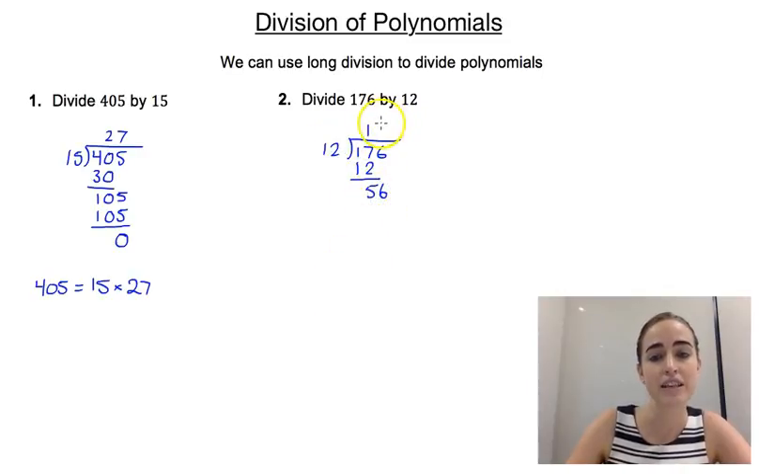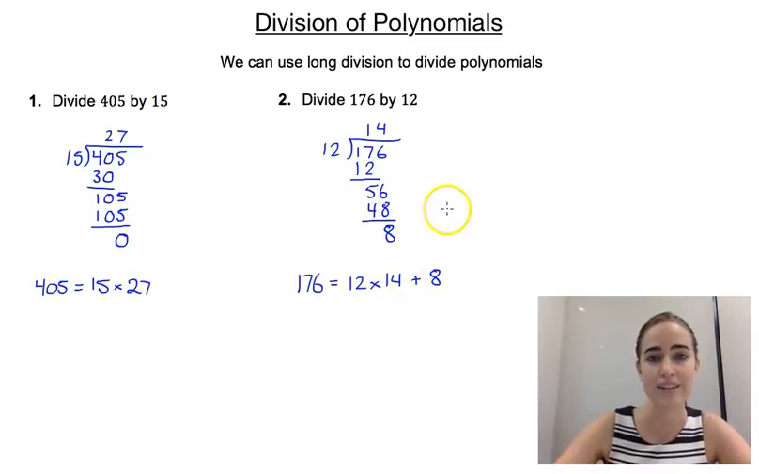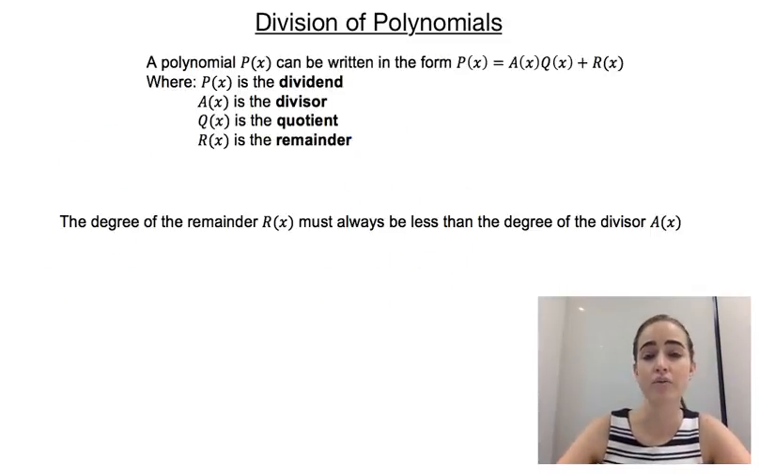12 into 56 will go 4 times. 4 times 12 is 48. And 56 minus 48 will leave us with a remainder of 8. So the way we can write that is that 176 is equal to 12 times 14 plus 8. So that's our remainder there. We can divide polynomials in a similar way using long division.